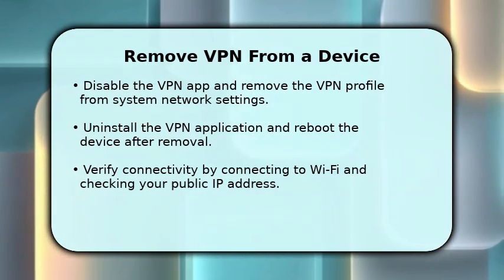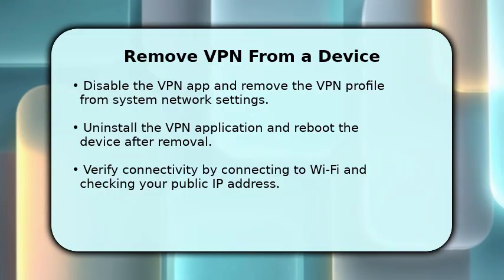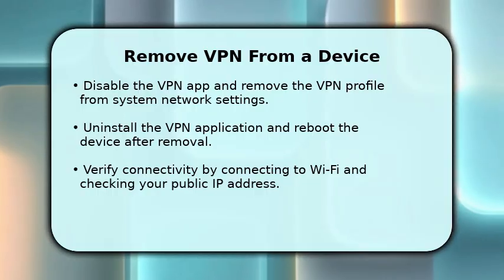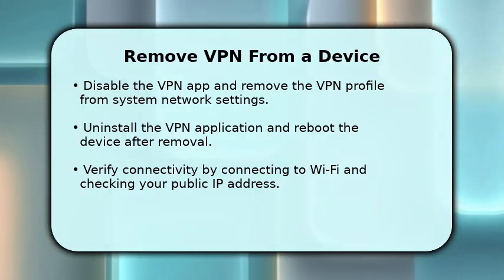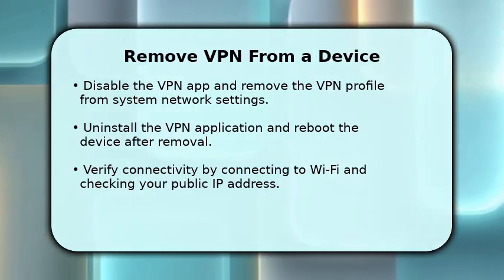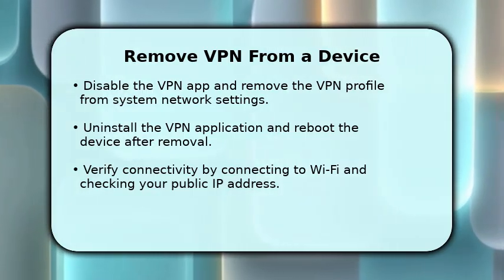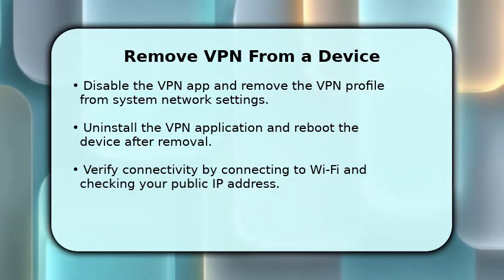If the VPN runs on a single device, disable it first in the app. Open System Network Settings and remove any VPN profile listed under VPN or Network Configurations. Uninstall the VPN application using the normal app removal process for your platform.